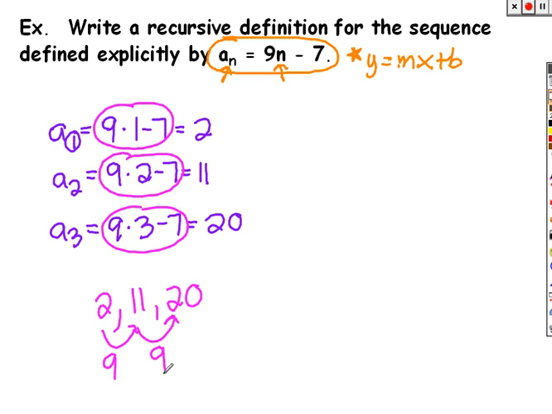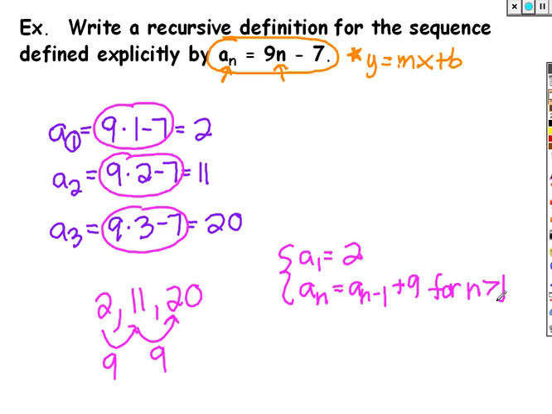So if you're writing the recursive formula, you need to know what the first term is, 9 times 1 minus 7, which is 2. And then to get to the nth term, I'm taking the previous term and I'm adding on 9 for any term after the first. If you use this linear relationship, this is your slope, your constant difference is 9, and this would be like the a sub 0 term, so the first term, negative 7 plus 9, would be 2.